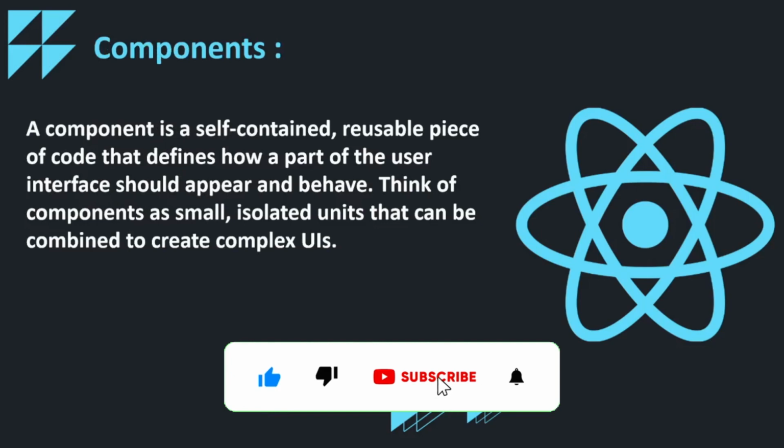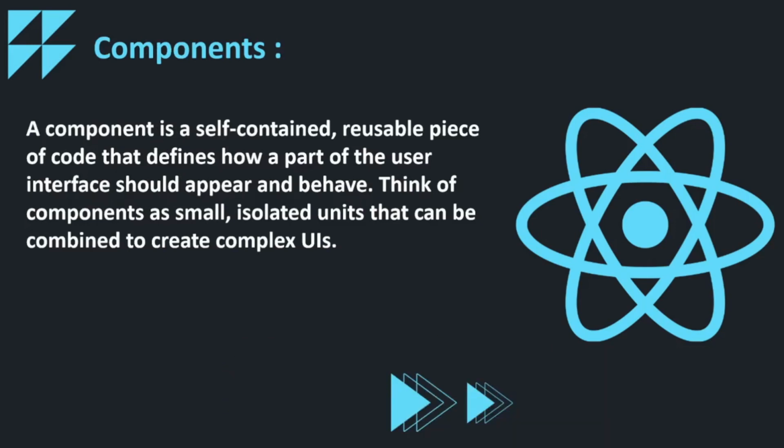So what exactly is a component? Well, a component is a self-contained reusable piece of code that defines how a part of the user interface should appear and behave. Think of components as small isolated units that can be combined to create complex UIs. React.js offers two main types of components. First one is the functional component and second is the class component.